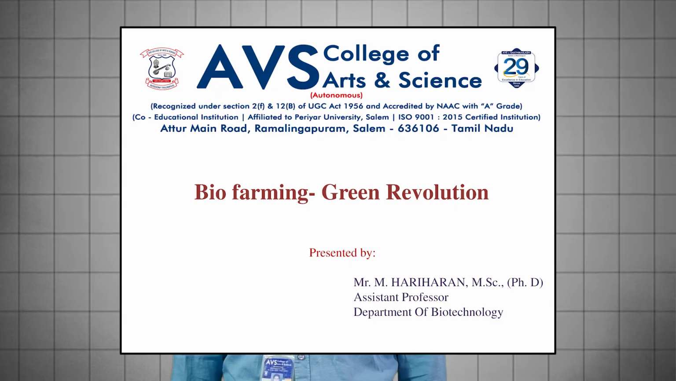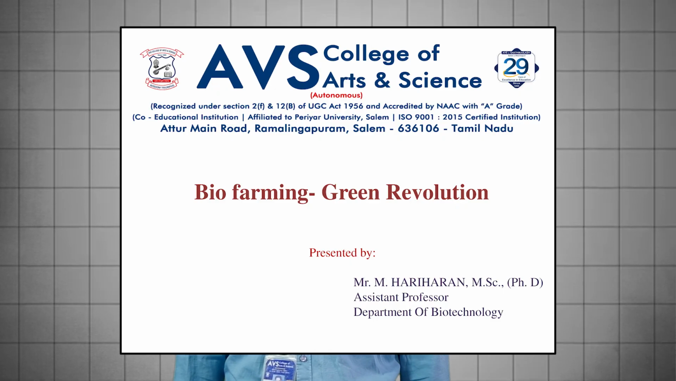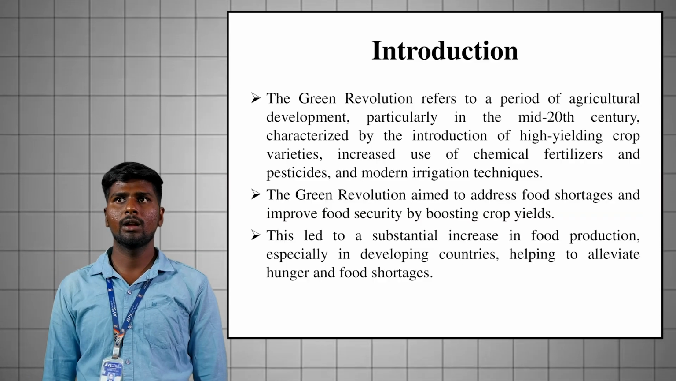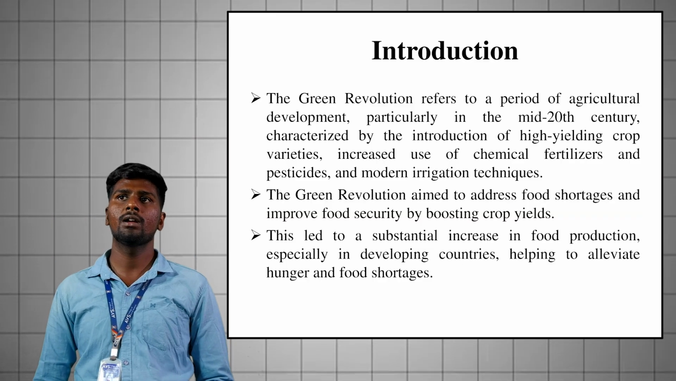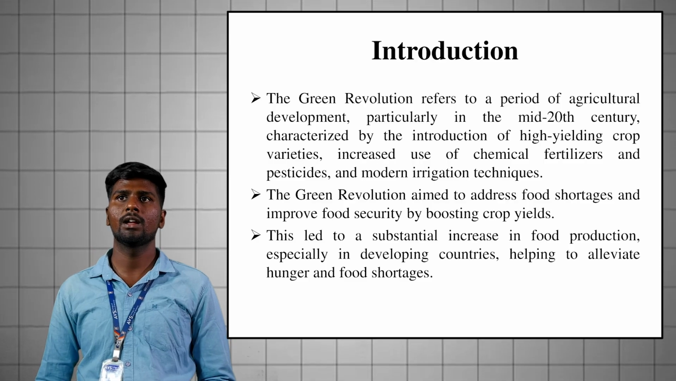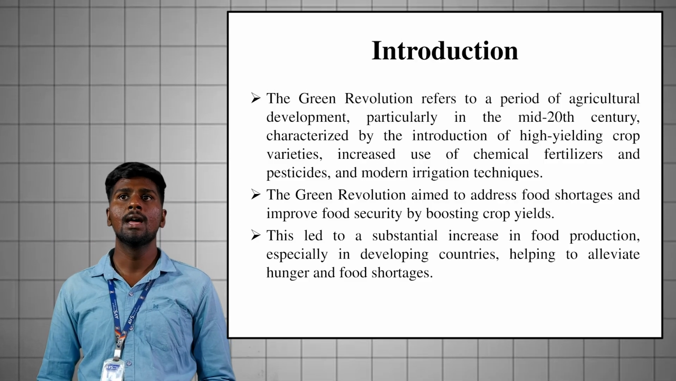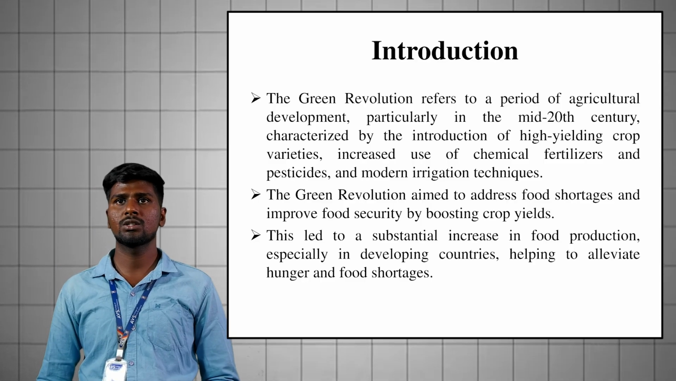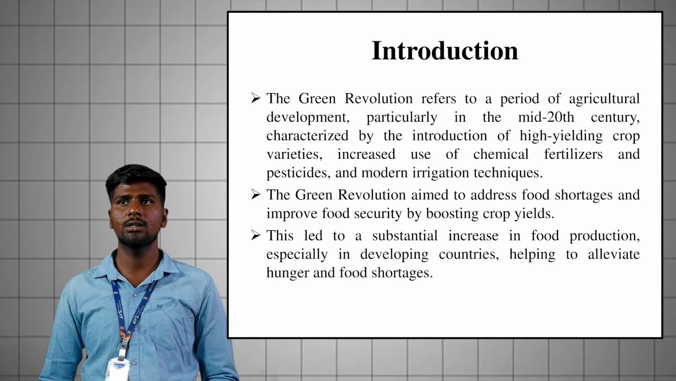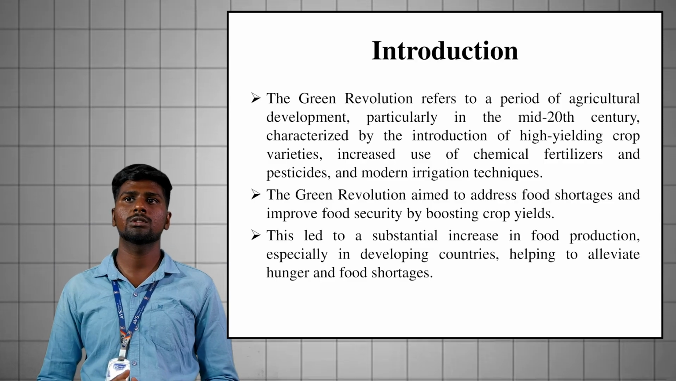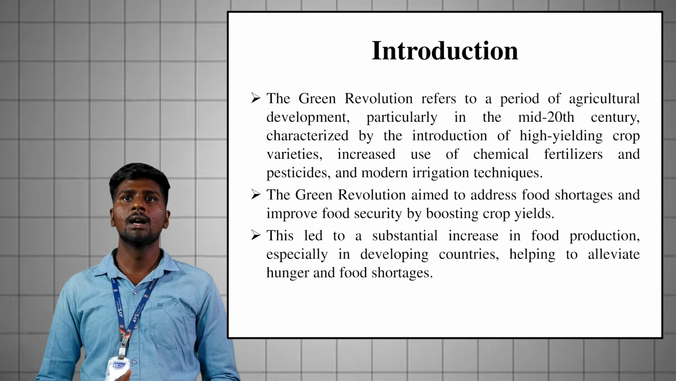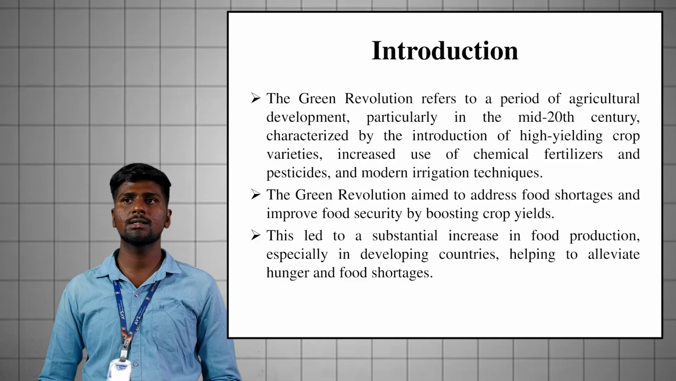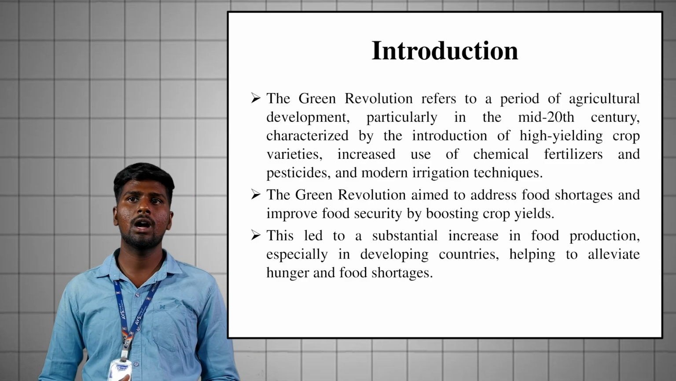Now we are going to discuss biofarming, the green revolution in India. First, we need to know what the green revolution is. The green revolution refers to a period of agricultural development, particularly in the mid 20th century, characterized by the introduction of high-yielding crop varieties, increased use of chemical fertilizers and biopesticides, and modern irrigation techniques. The green revolution aimed to address food shortage and improve food security by boosting crop yields. This led to sustainable increases in food production, especially in developing countries, helping to alleviate hunger and food shortage.